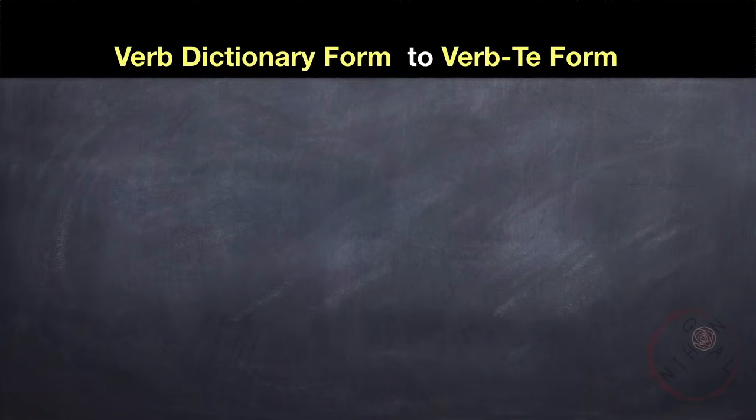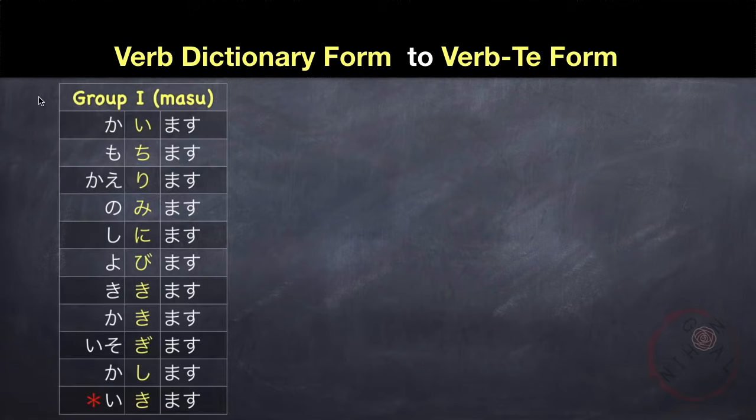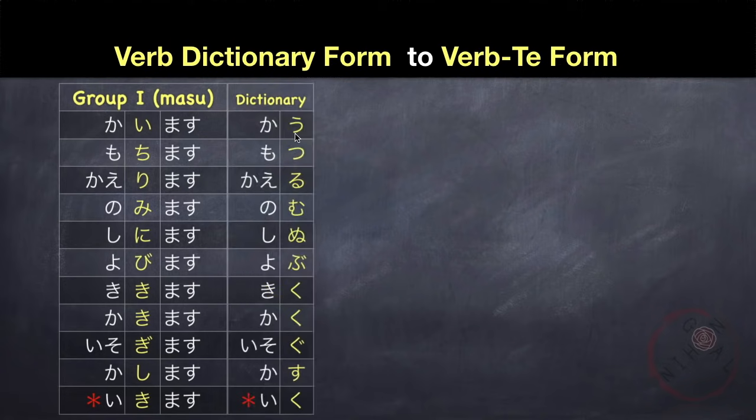Like I said, I will explain how to modify verbs from dictionary form to te form. How to change the verb from dictionary form to te form. First is group 1. Here we have the masu form of the verb. So first, let's change this to dictionary form. All you have to do is change the I line into the U line.